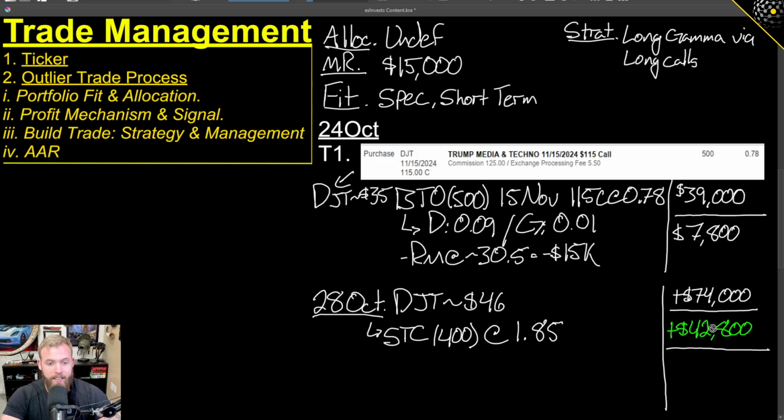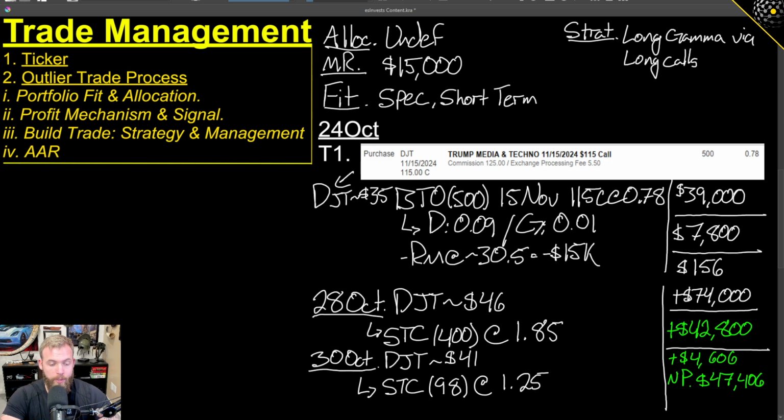So that leaves me with just over 40K in profit. I have 7,800 left to go in risk. And that leads me to the 30th. So at this point, I decide to let the trade go for a little bit, see what it does. And it starts to consolidate, take back down. So I sold to close 98 of the remaining 100 for $1.25. So that brings in a net of 46.06. That takes the total profit here to $47,406. And you'll notice that this is 98.